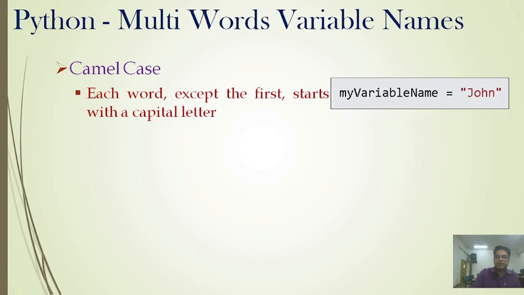So this is an example. You can see my variable name. There are three words, so we are talking about a multi-word variable: my, variable, name. First my, second variable, third name.